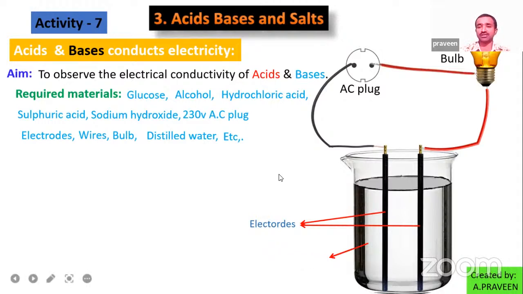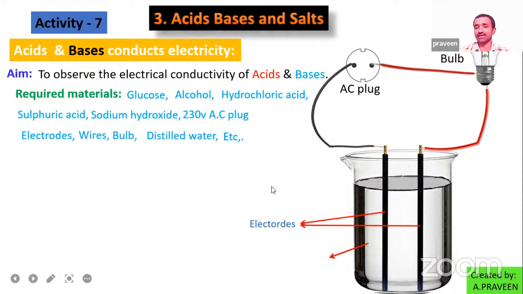Next, replacing that with glucose. Then switch on. What happened? No response, no glowing of the bulb. Then replacing that solution again with alcohol. Again switch on. It does not glow.